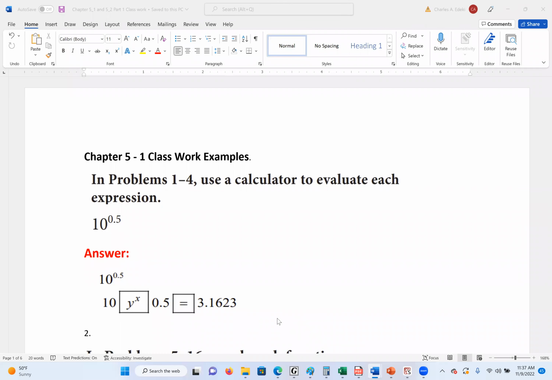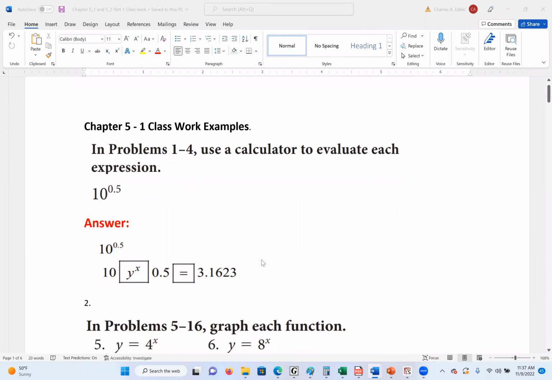Again, this is section 5.1, and in this section we talk about the exponential functions. Here they say we should solve the problems from 1 to 4, and I decided to solve only one question. Again, this question is straight from the textbook, chapter 1, section 1, exercise.